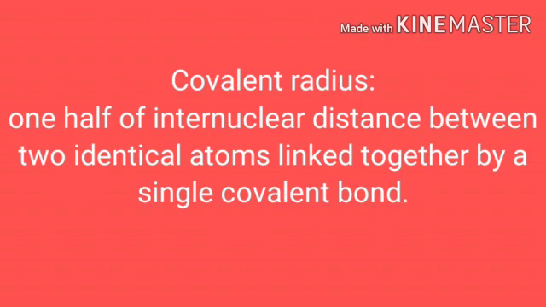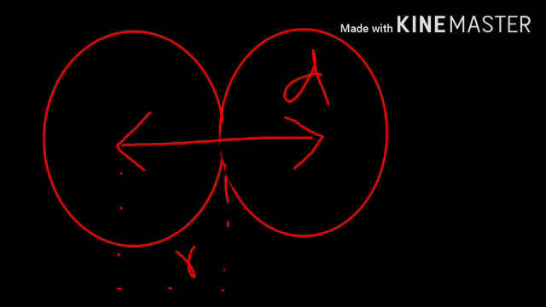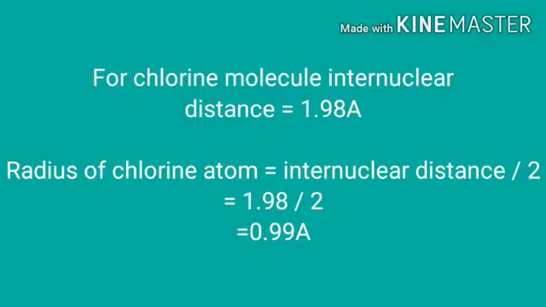This internuclear distance can be determined using X-ray diffraction methods. Next, consider an atom as a sphere. When two atoms are combined together, the distance between the centers of the two nuclei is equal to the internuclear distance. So, the internuclear distance is equal to the sum of the two radii of the atoms. So, we find the radius of a single atom from the internuclear distance. That is, the internuclear distance divided by 2 is equal to the radius of a single atom.